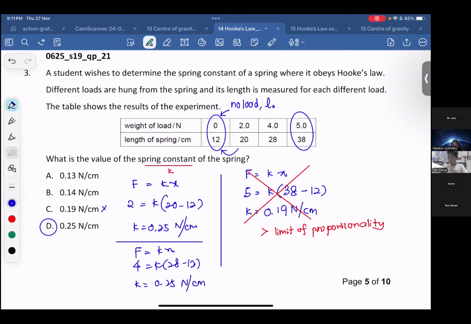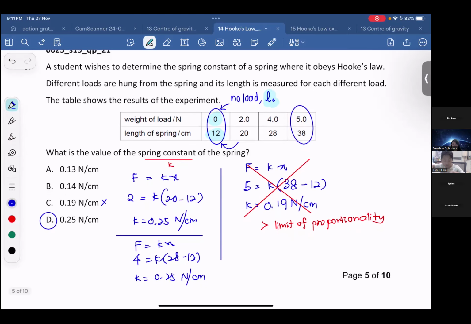I want to emphasize here, zero load: this 12 is the original length. They don't tell you, but you have to know from the graph, from the table. Any question? If no question, we go to question 4, page 6. Is it okay? No response, dear. Crystal, okay. Megan, okay. So don't use the largest value. It might already be greater than your limit of proportionality.